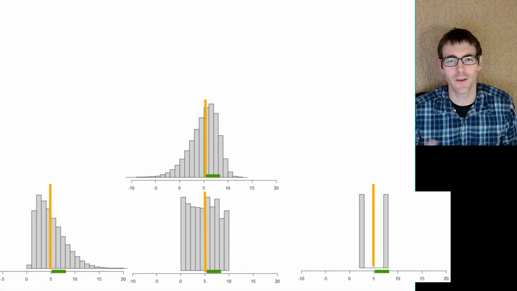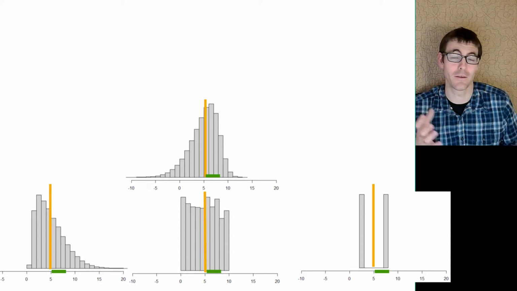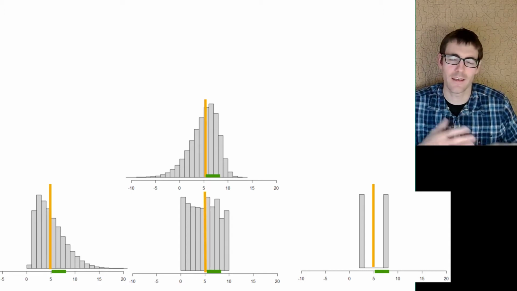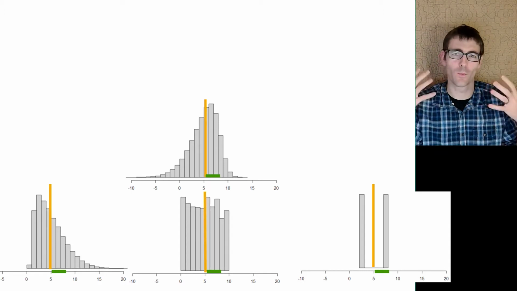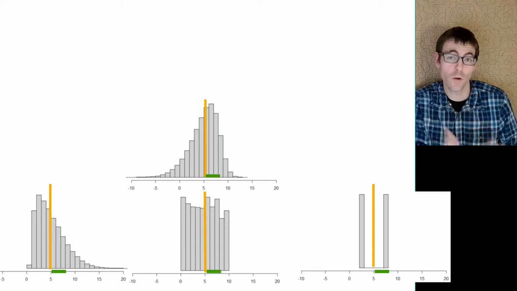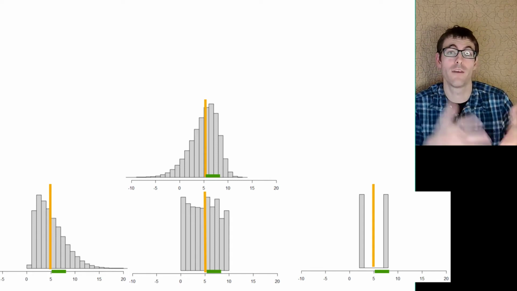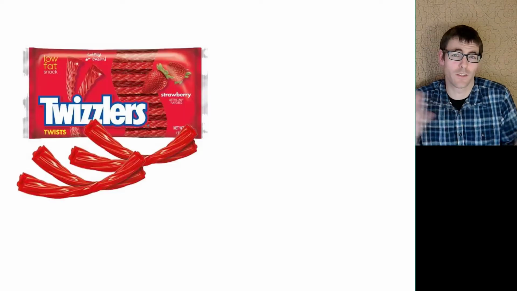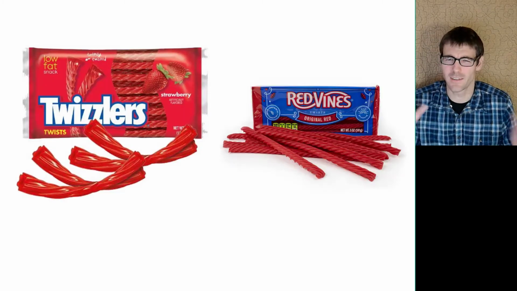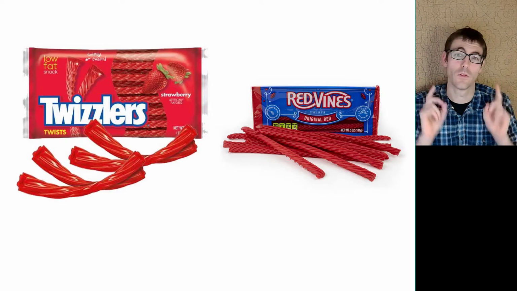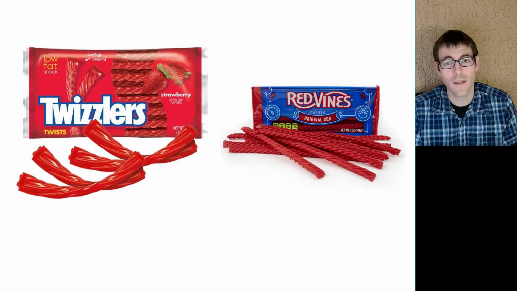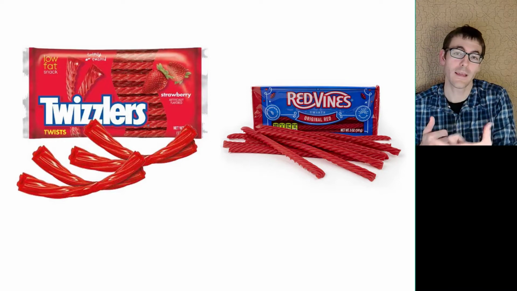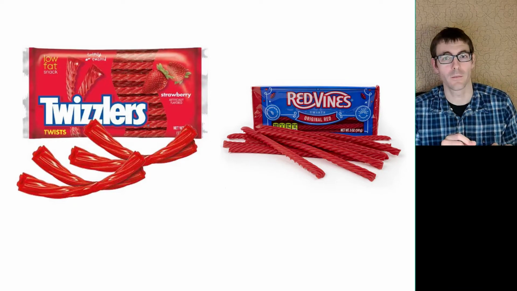All right, since Halloween's coming up, let's stick with our candy theme. So earlier we were asking how many M&Ms are green, and we were paying attention to the proportion or the percentage of M&Ms that were green. Now let's talk about Twizzlers, also known as red vines, and let's focus on how long they are. So now we have a quantitative variable, which is the length of a given red vine.